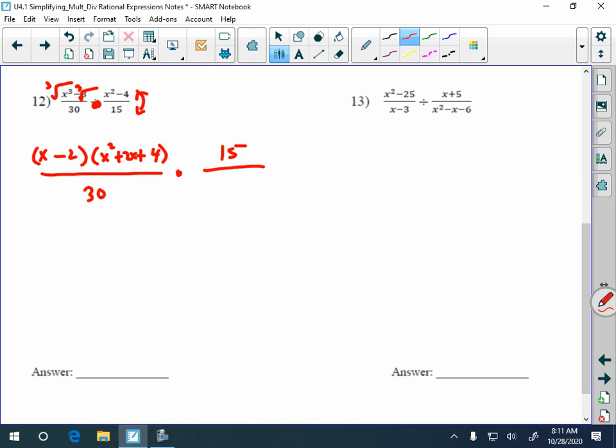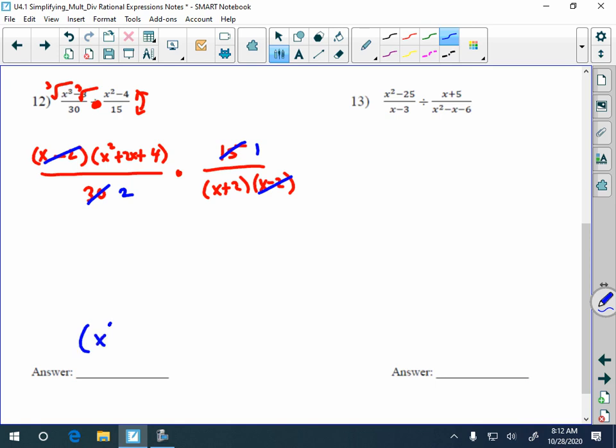Times, we flip the fraction, so 15 goes on top. The x squared minus 4 is a difference of squares, so it comes to the bottom, and we're going to factor into x plus 2, x minus 2. All right, everything's factored, now we can cancel. Let's see, I have an x minus 2 diagonal with an x minus 2. 15 and 30 I can cancel out because 15 goes into 15 one time and 15 goes into 30 two times. And that's going to be it because the x squared plus 2x plus 4, that trinomial doesn't factor any further.